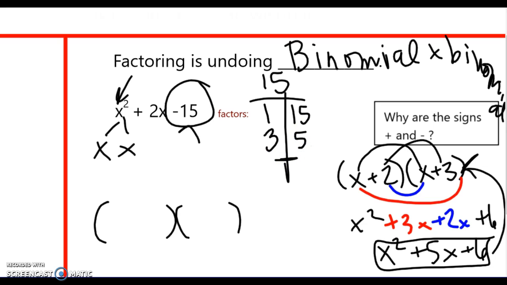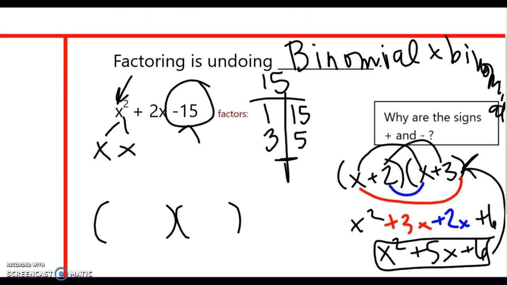And, oh, that's it. Okay, now, because this is minus 15, I know that in order to multiply two things to get a negative, one of them has to be positive, one has to be negative. So it's either going to be like negative 1, positive 15, or positive 1, negative 15, or positive 3, negative 5, or negative 3, positive 5, but I'm just going to write down the numbers.